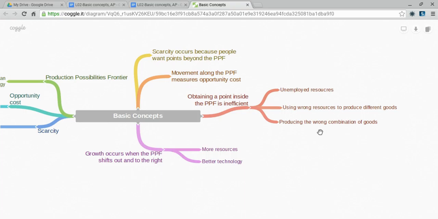The final way to be inefficient is to choose the wrong point on the production possibility frontier. This means you're going to produce the wrong combination of goods.